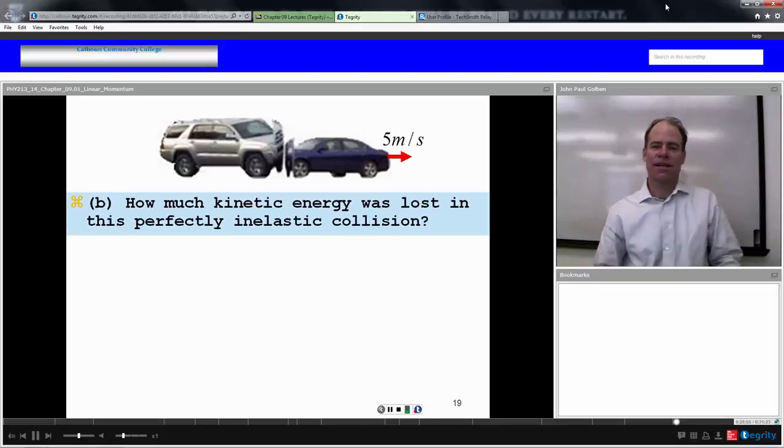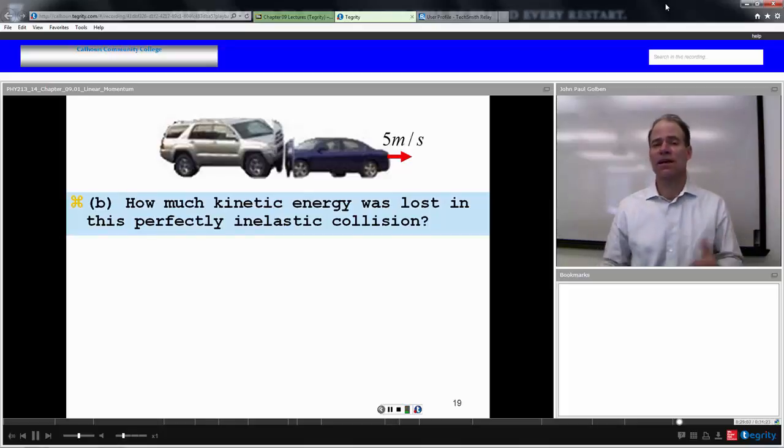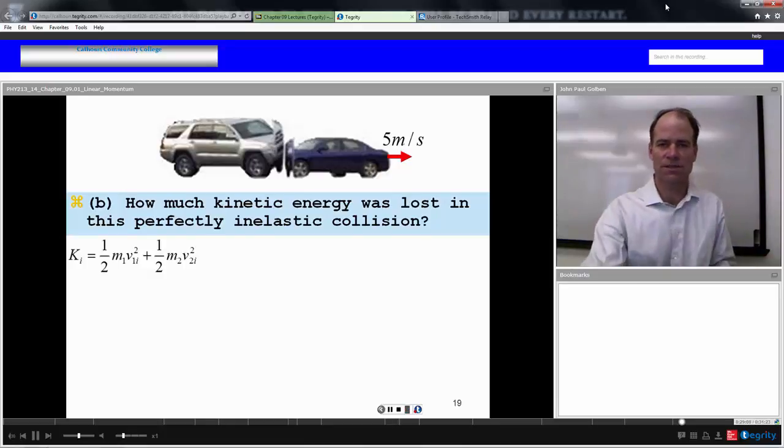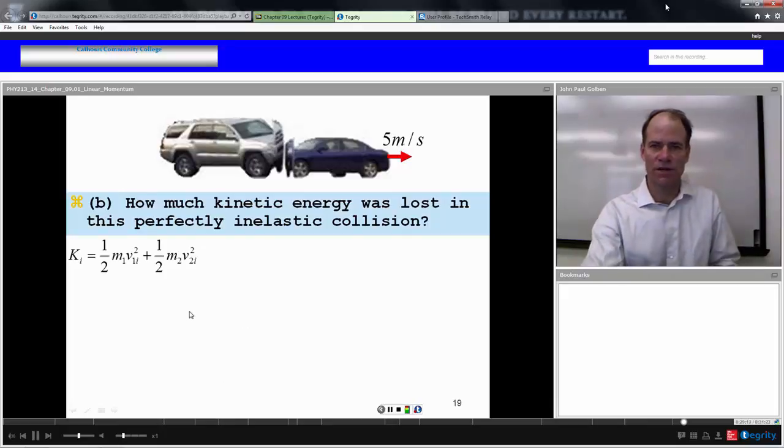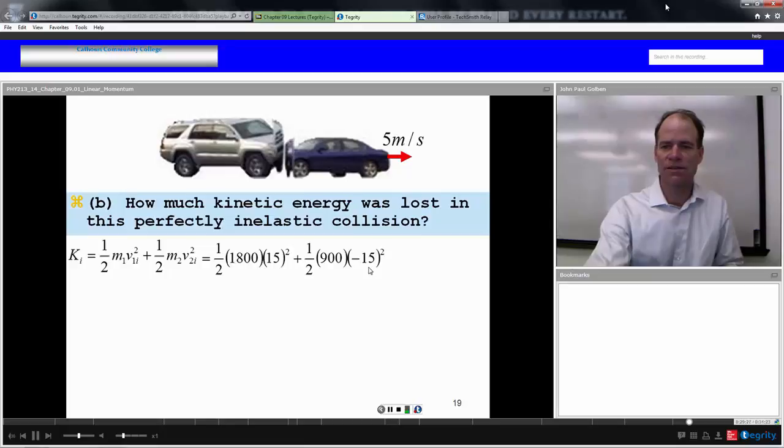How much kinetic energy was lost in this perfectly inelastic collision? Well, to find out how much was lost, we need to calculate how much we had to begin with, how much we end up with, and the difference between the two is how much we lost. Our initial kinetic energy, 1/2 mass times velocity squared for each mass beforehand. For the SUV, mass is 1,800 kilograms, moving at 15 meters per second, squared. For the compact car, mass is 900 kilograms, negative 15 meters per second squared.